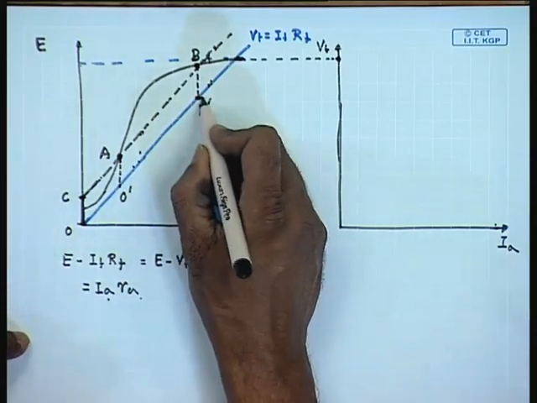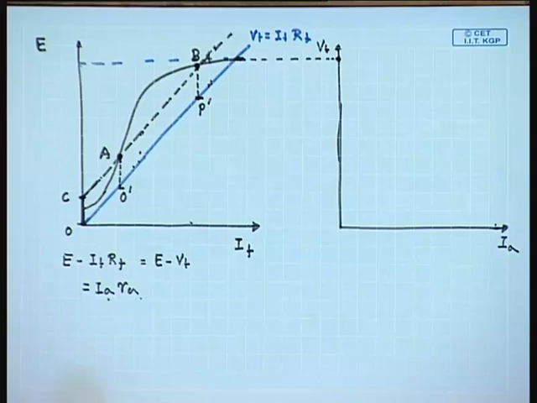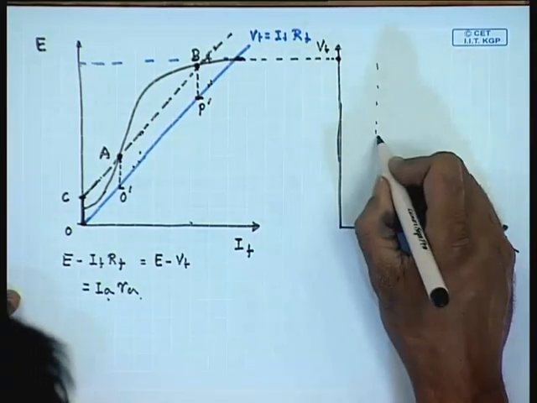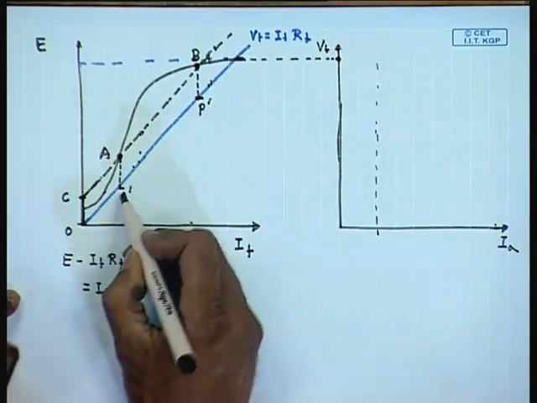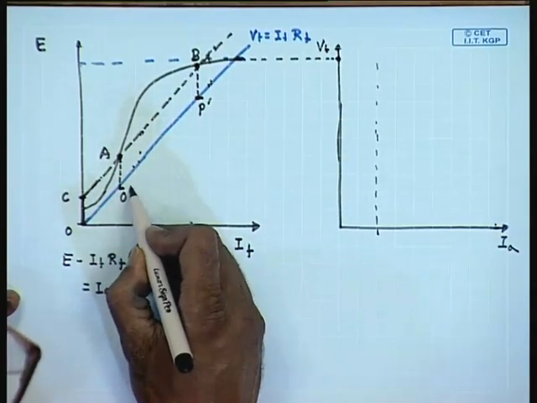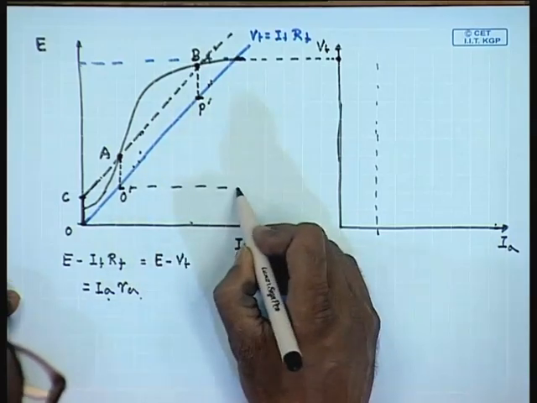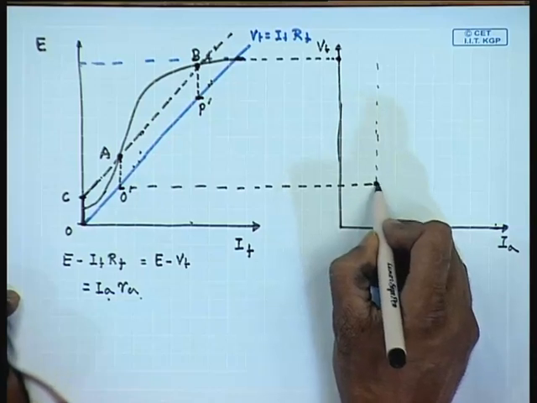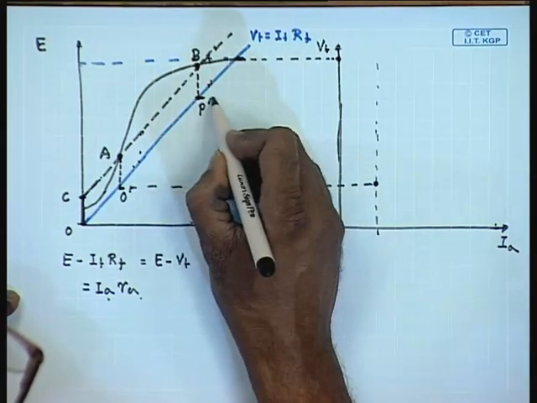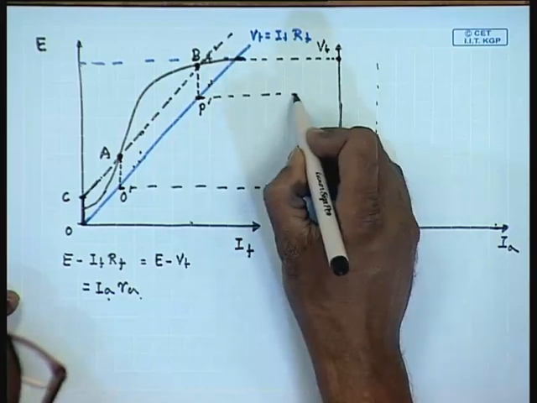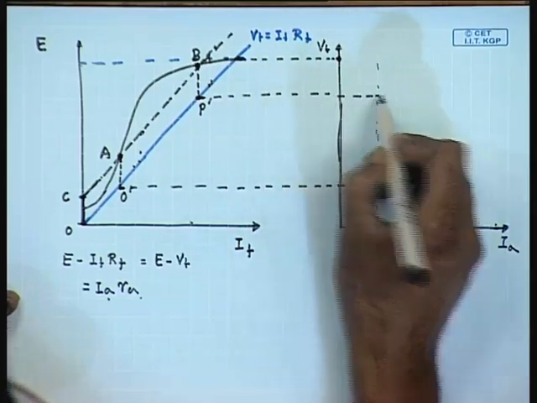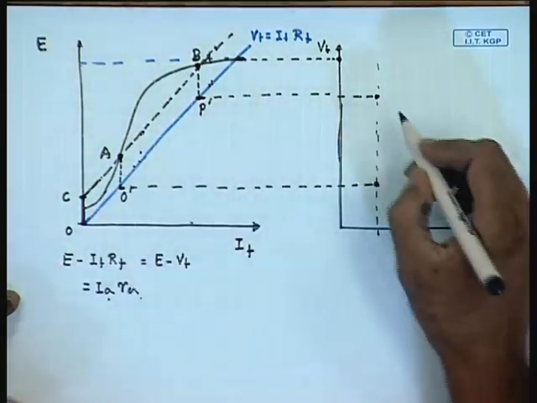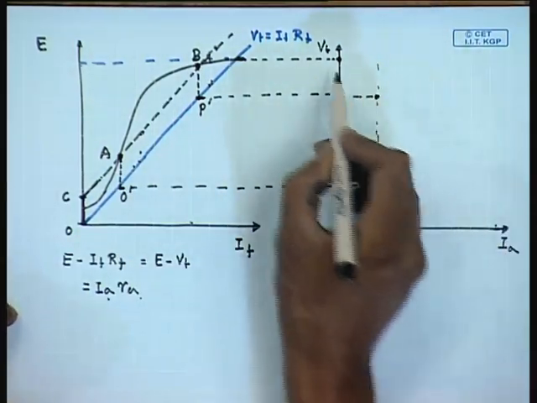Therefore, for the same armature current IA, the terminal voltage will have two values, one corresponding to the point O dashed, the other corresponding to the point P dashed. In a similar manner, other points can be drawn.